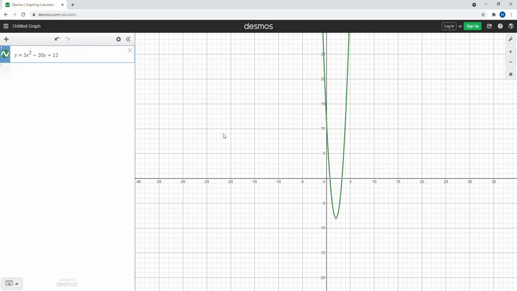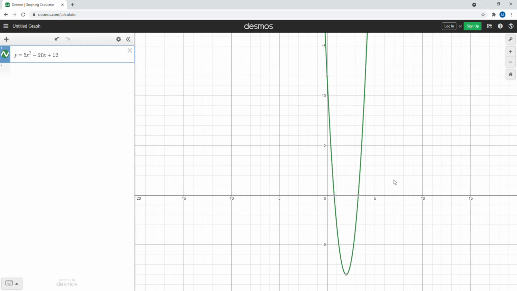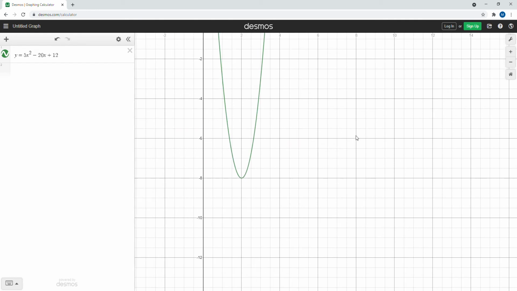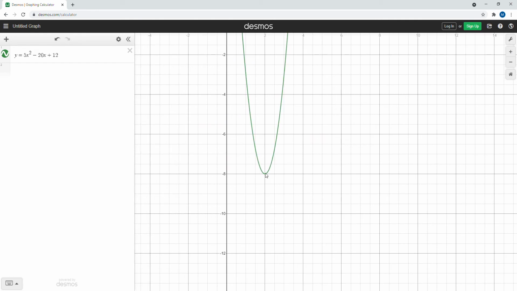In this video, we are going to plot a non-basic parabola. The non-basic parabola that we have selected for this video is y equals 5x squared minus 20x plus 12. Let's zoom in somewhat on the vertex. Okay, and it looks like our vertex has the coordinates 2, -8.